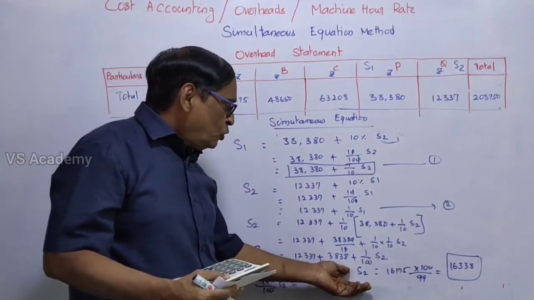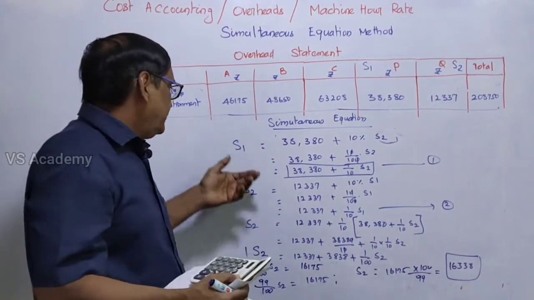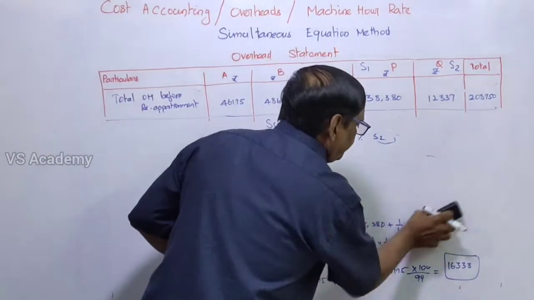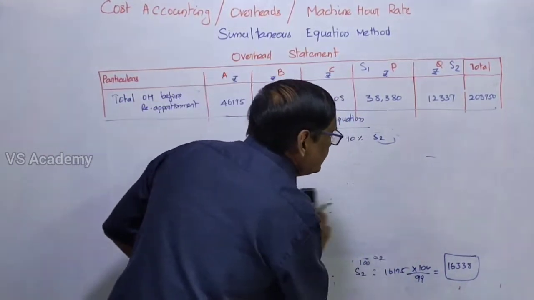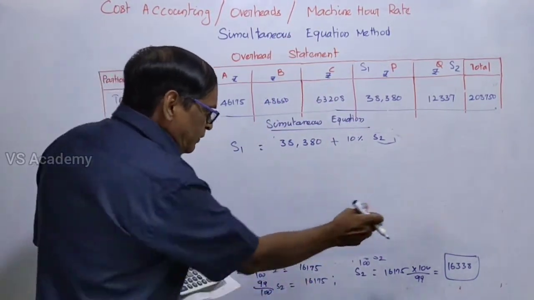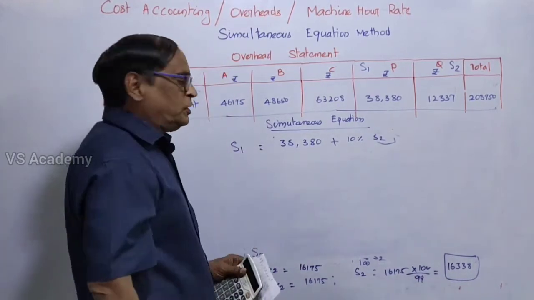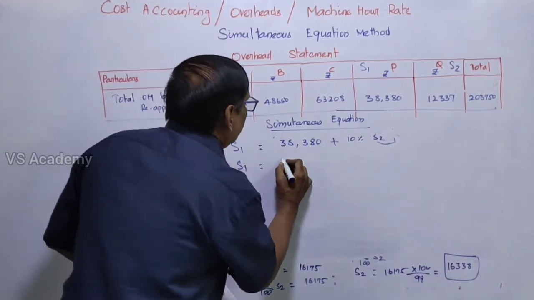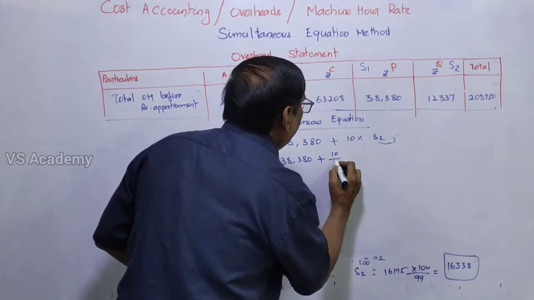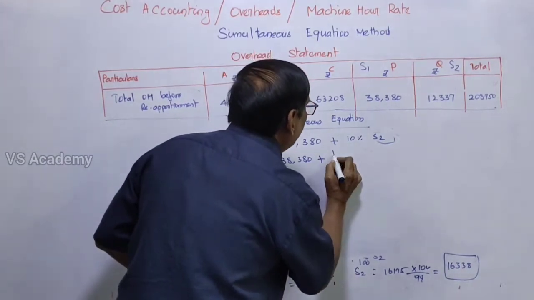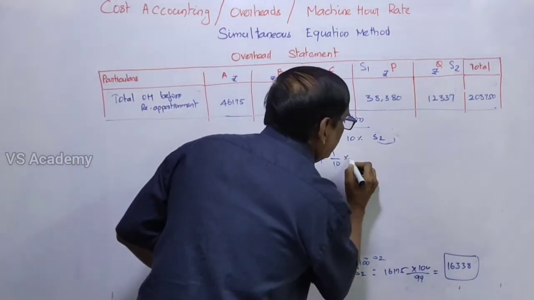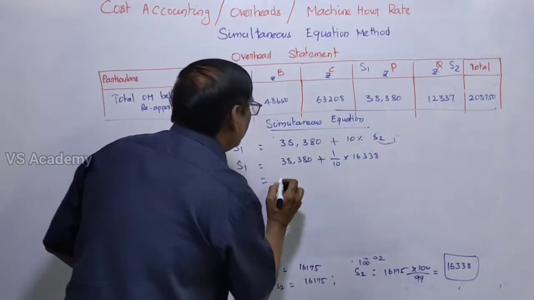By substituting the S2 value in the first equation, we can obtain the value of S1. Understand? Now we can find it out. So we can substitute how much it is? 16,338, that is the value of S2. If we substitute this value, so S1 equal to 38,380 plus 10%, 10 by 100, that means 1 by 10 into S2. S2, what is the value? 16,338.